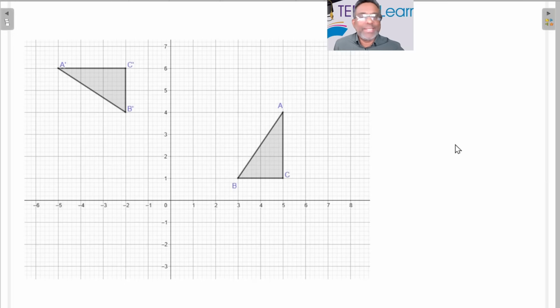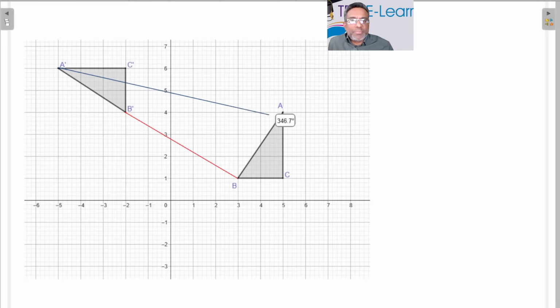Now, there is a technique that we can use in order to work that out. So what you do, you're going to draw a line, let's say from B to B prime. So that's one line that you can draw. You can also draw a line from, let's say, A to E prime, right? So that's the first thing you're going to do. You're going to join two corresponding points.